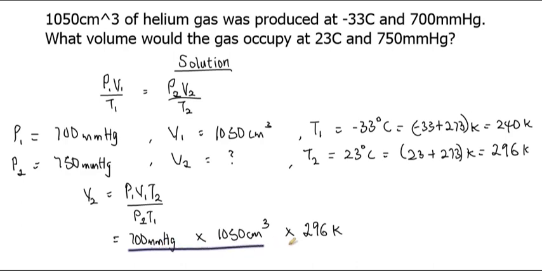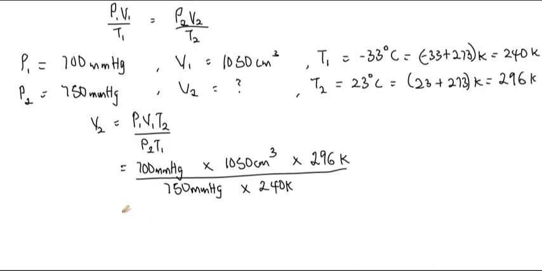divided by P2, 750 millimeter mercury, multiplied by T1, which is 240 Kelvin. Now calculating this, for the numerator we have 217,560,000, divided by the denominator, we have 180,000, and our unit, since we are dealing with volume, is centimeter cube.